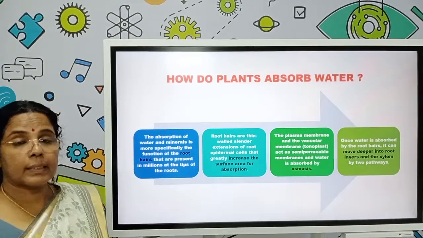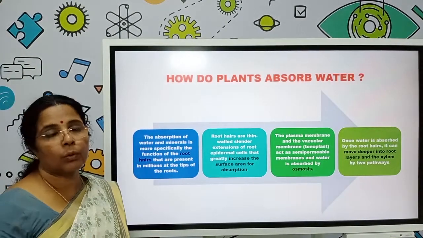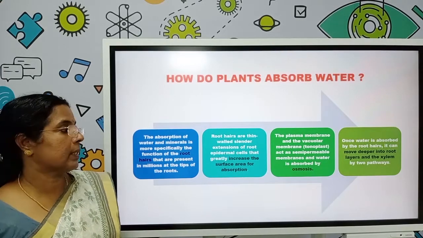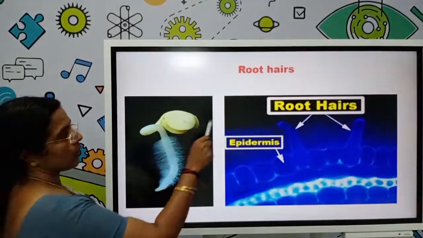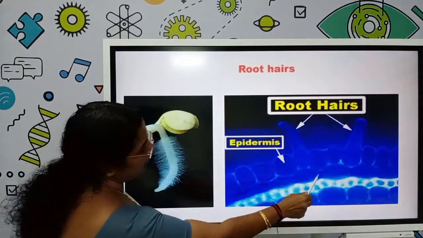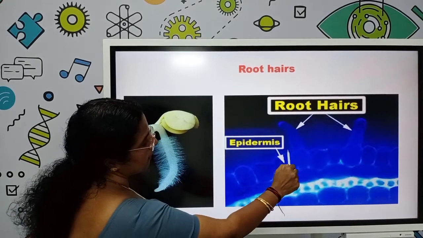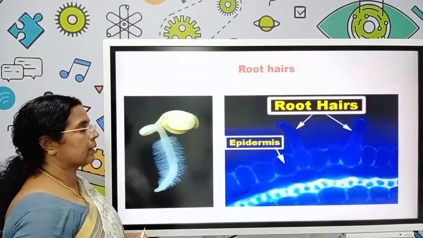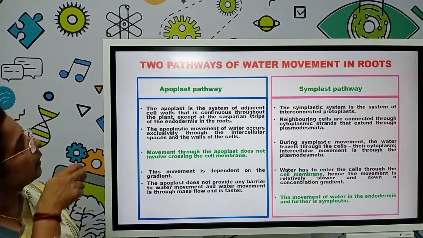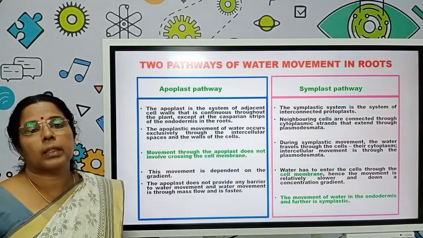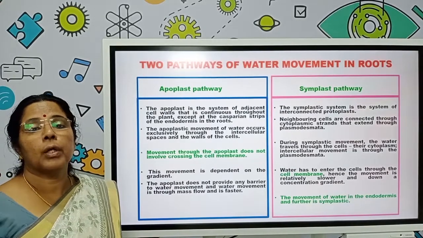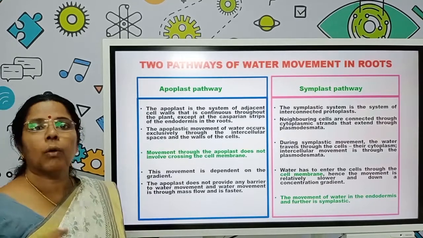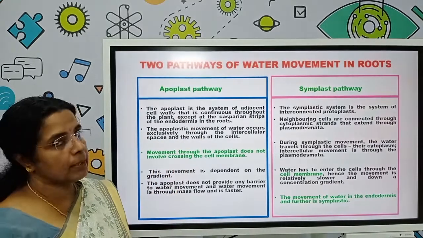Once water has entered the root, the water will move through two pathways. This is the structure of a root hair. You can see this is the epidermis, and the extension of the epidermis is what we call the root hairs. Inside the root, the water follows two pathways. It either passes through the apoplast pathway or through the symplast pathway.